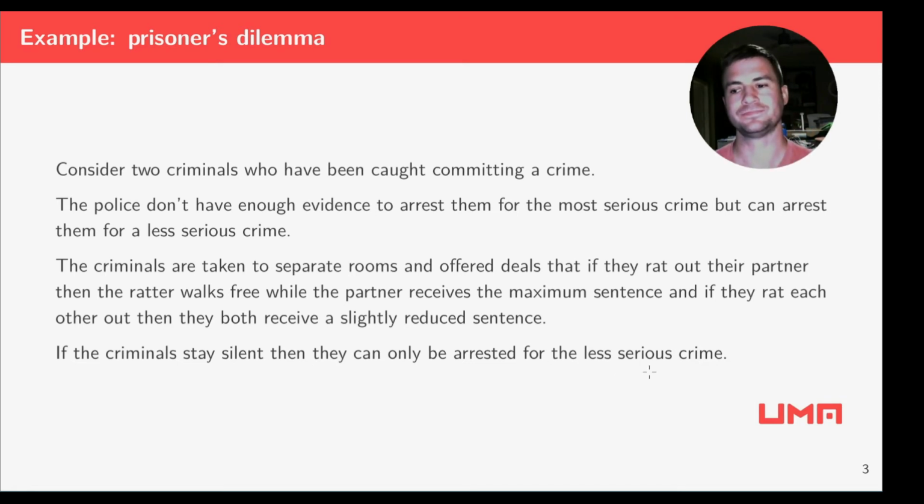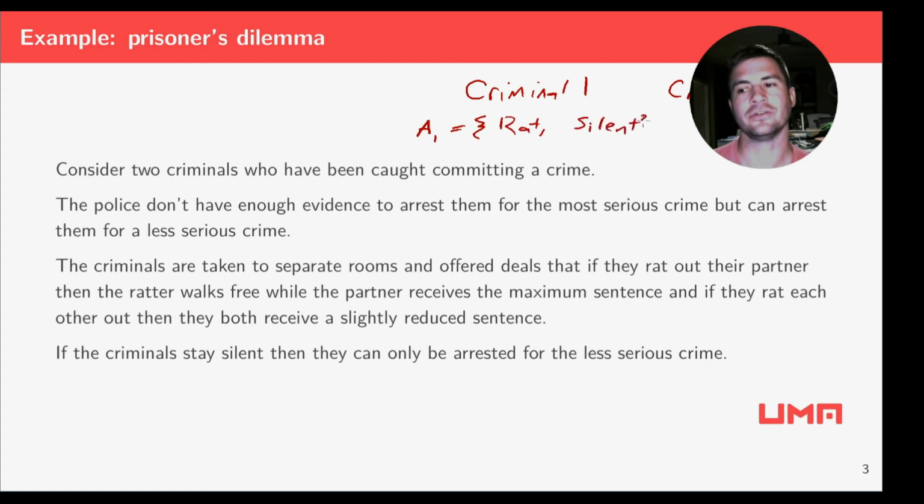So if we try and put this into the four components of game theory that John von Neumann gave us, we have two players, criminal 1 and criminal 2. The actions that criminal 1 is allowed to take are rat and stay silent. So he or she can either rat out their partner or they can stay silent. Player 2 has the same set of actions.